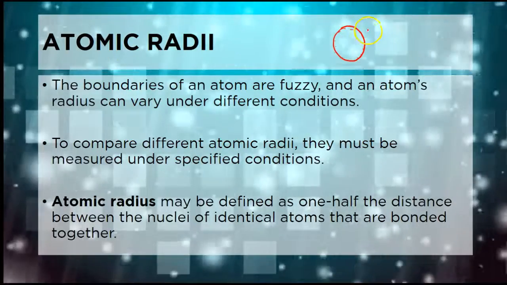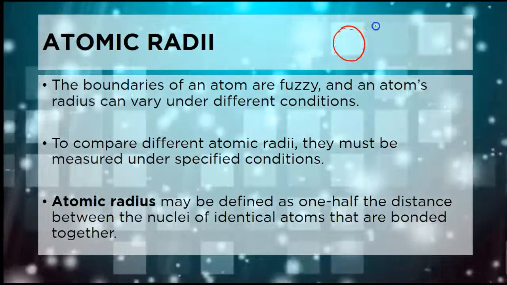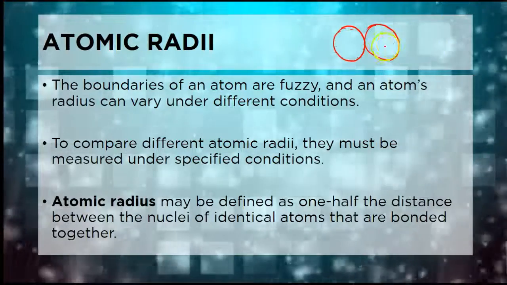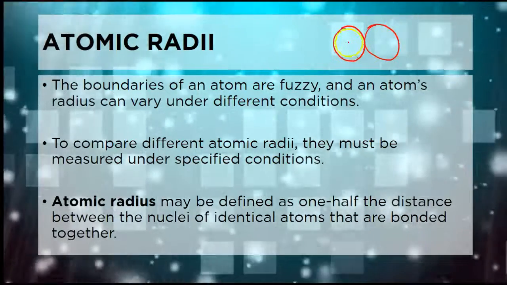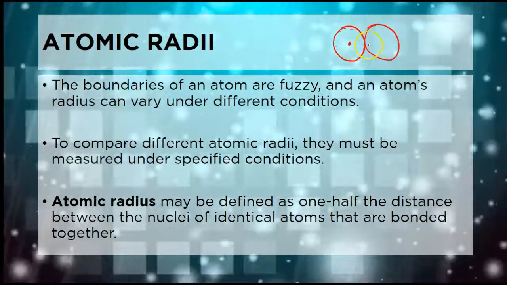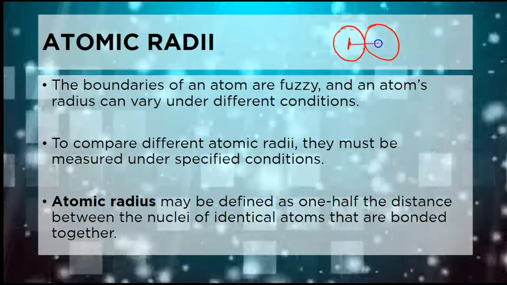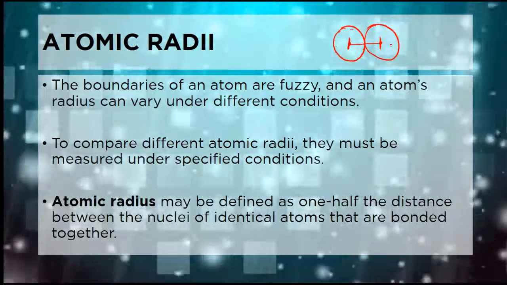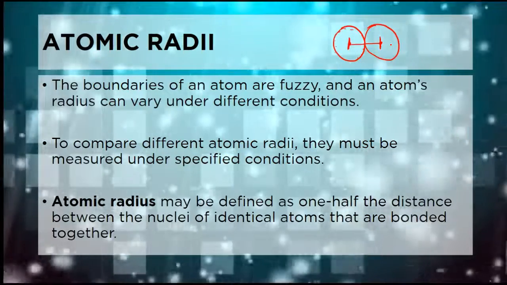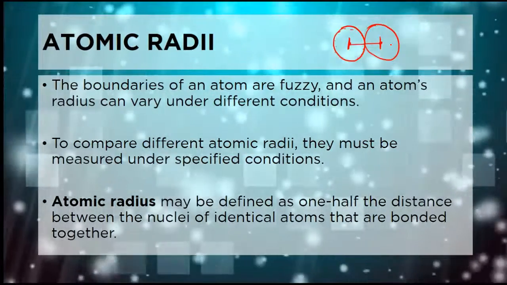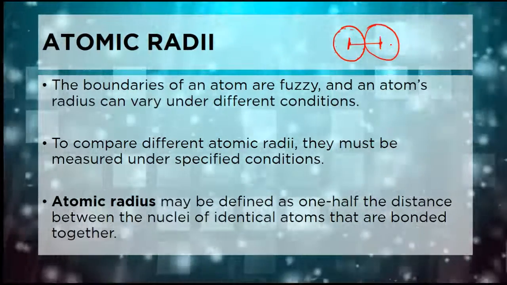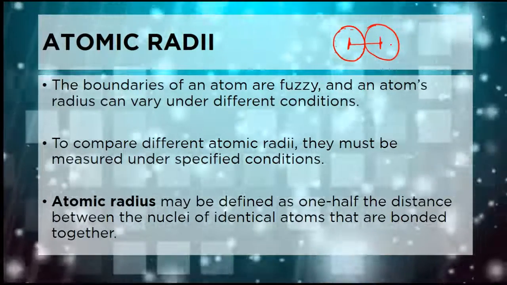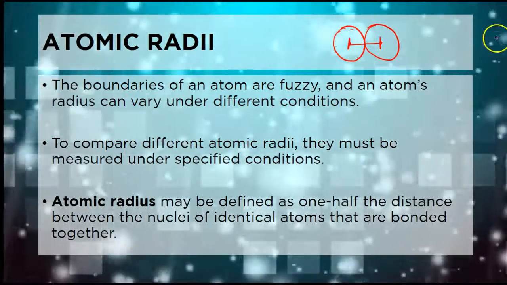So say we had an O2 molecule, which is the combination of two identical oxygen atoms. What they do is they can pinpoint the nucleus, so they measure from one nucleus to the other nucleus of that molecule and divide it in half, and that's how they determine the atomic radius. So again, when we're talking about radius, just think of the size of the atom essentially.